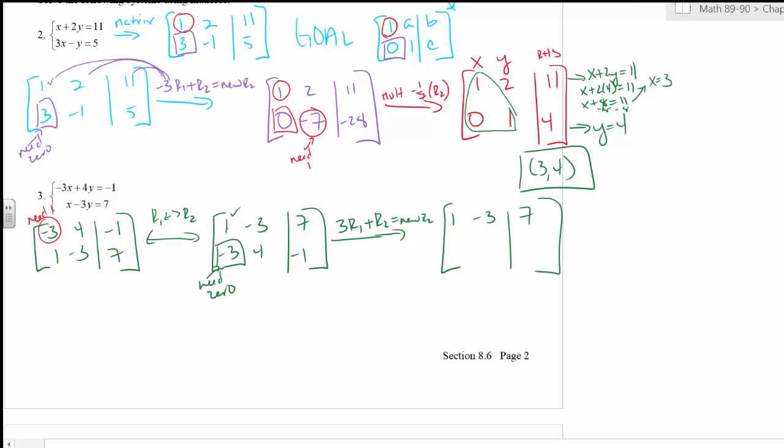I'm just going to use him to change the bottom row. 3 times 1 is 3. Take away 3 is 0, which is what we wanted. 3 times negative 3 is negative 9, plus 4 is negative 5. 3 times 7 is 21. 21 minus 1 is 20. All right, so now you're almost there.